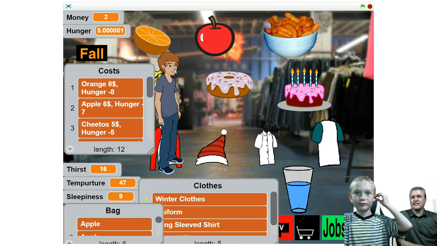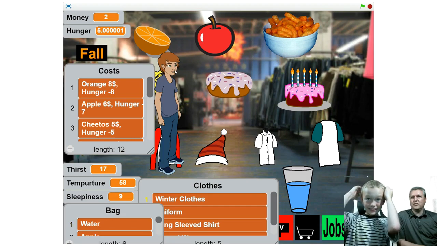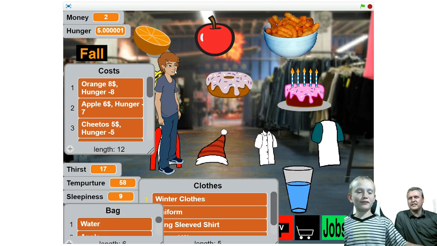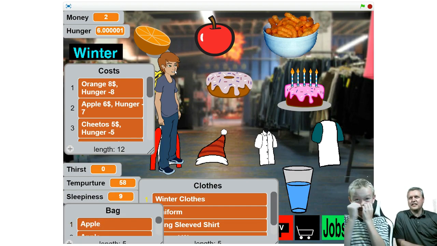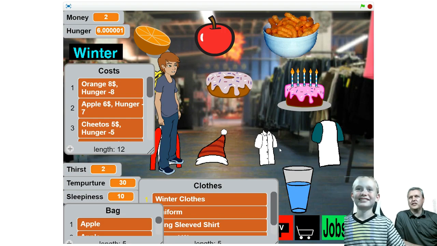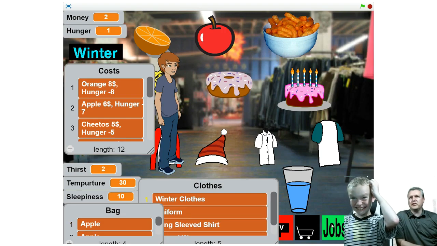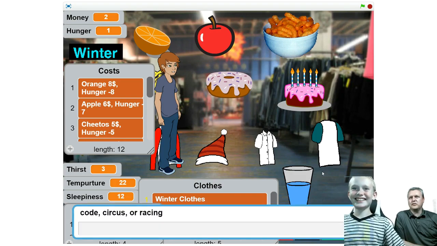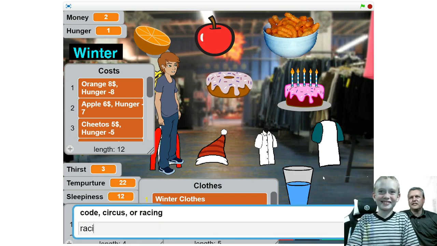Okay. Wait, what does that do? It moves the stuff in your bag around. Oh. 33 degrees in the store. Now it's winter, I just saw that pop up. Okay. So do you have to put on some winter clothes so you don't die? Yes.